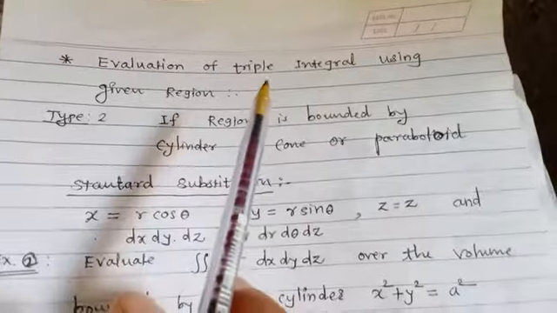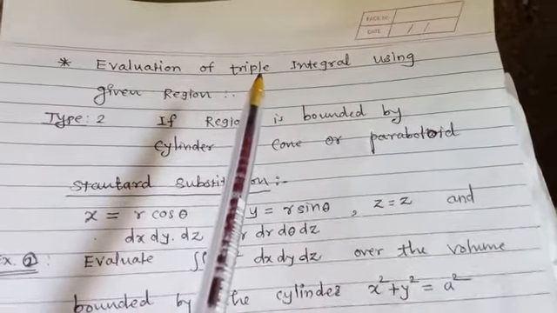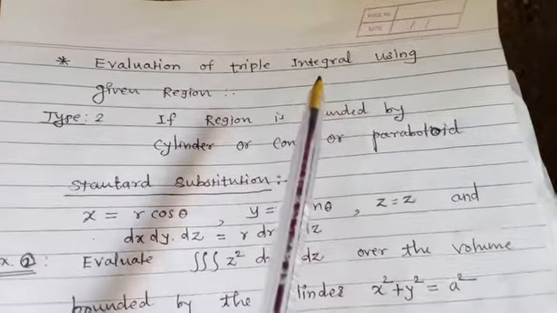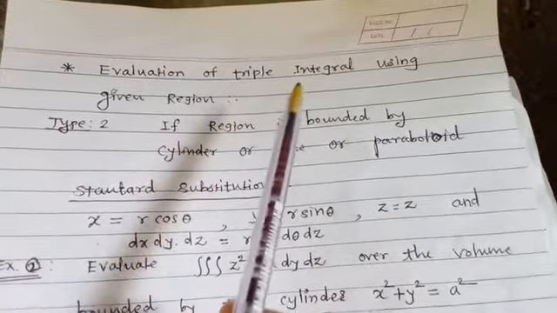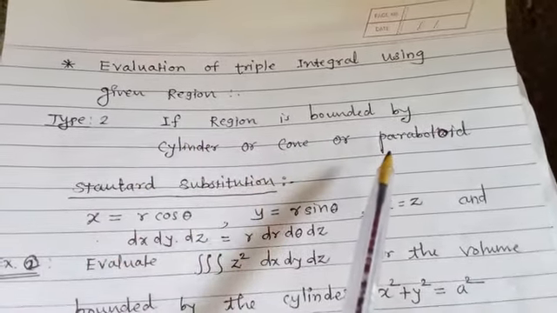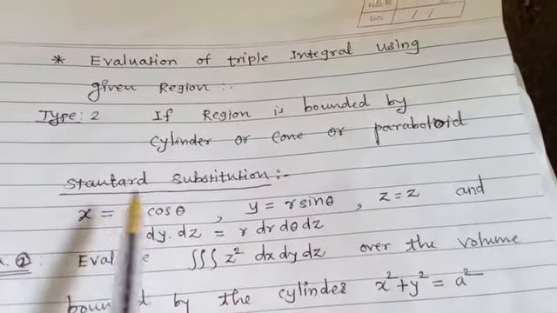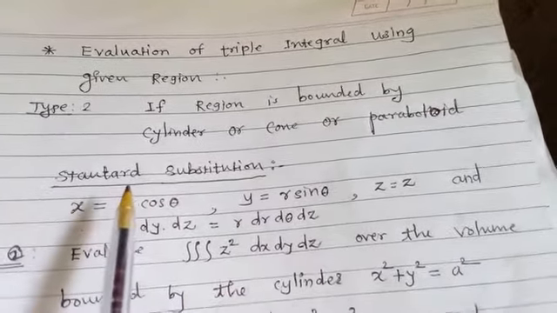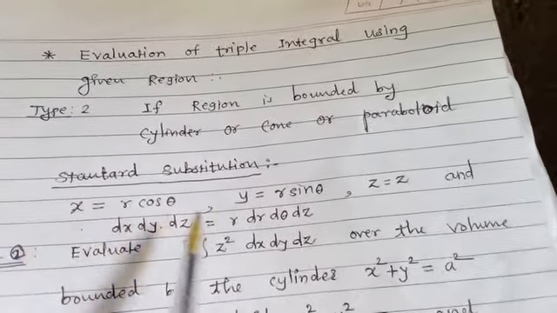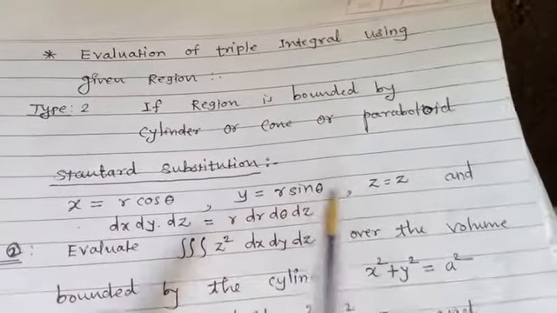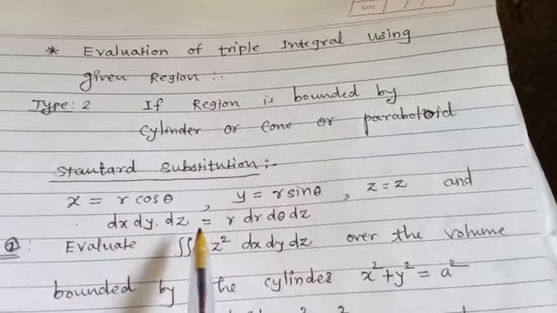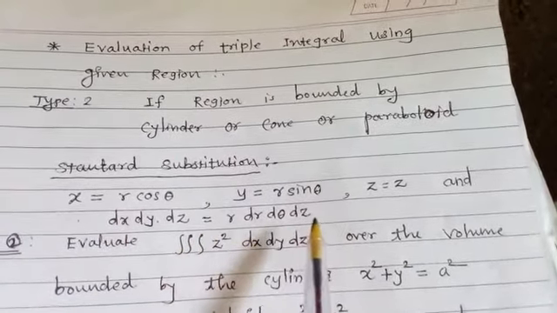coordinates only. So at that time generally we are using conversion, that is we have to convert our Cartesian coordinate system into the polar coordinate system, and after that generally we are evaluating this. So here also, if a region is bounded by cylinder or cone or paraboloid, then we are converting our Cartesian coordinate system to the polar coordinate system by using this substitution, and the substitution is we have to replace x by r cos theta, y by r sin theta, z equals z, that is z by itself, and dx dy dz equals r dr d theta dz.